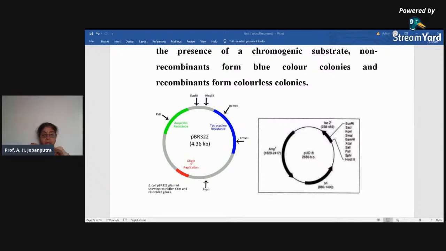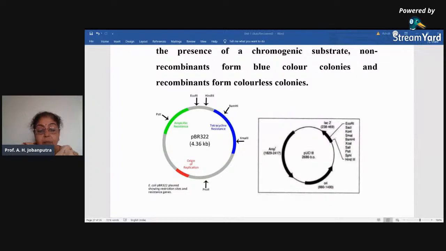So this is the diagram of PBR322 plasmid. It is 4.36 kilobases. It has the restriction sites PstI, EcoRI, HindIII, BamHI, and other restriction enzymes, ampicillin resistance, tetracycline resistance, origin of replication. Okay, so several restriction sites are also present.